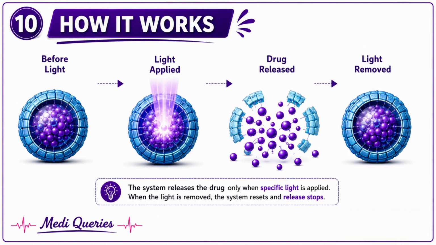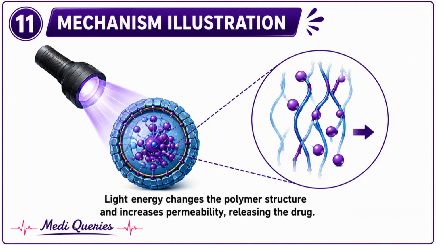So after light is applied, the membrane opens and the drug particles move outside. When the light is removed, the membrane closes again. So this makes the system highly controlled. Okay, so mechanism illustration. This picture shows how light energy changes the internal structure of the polymer.